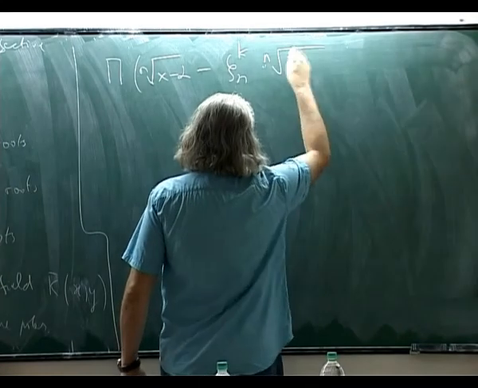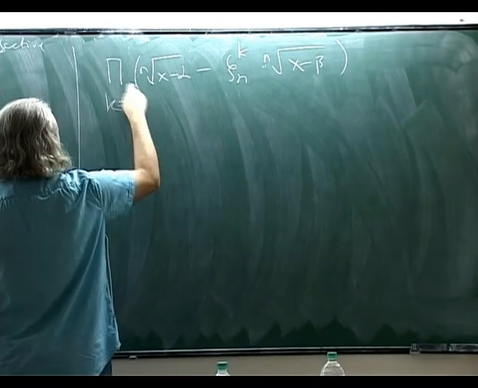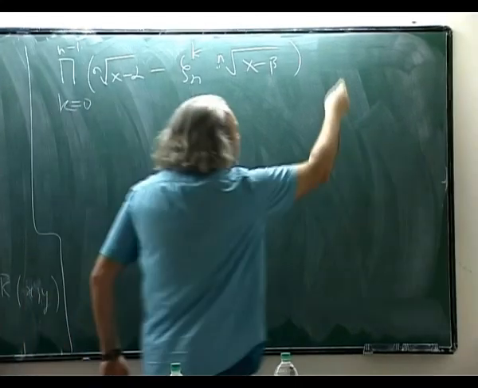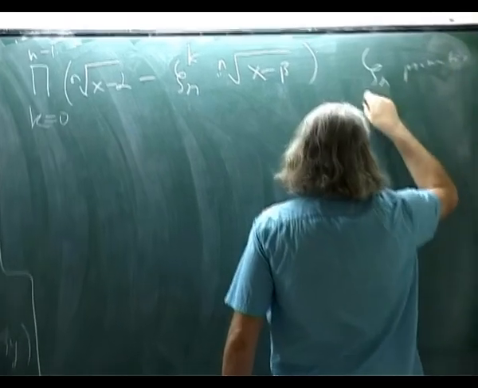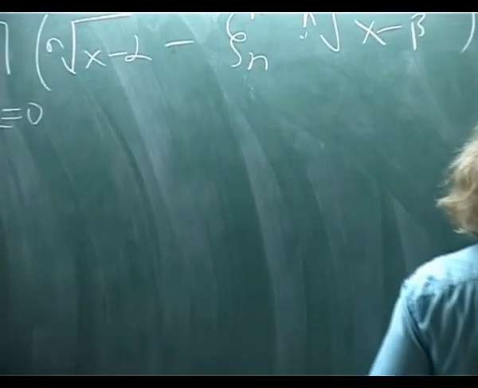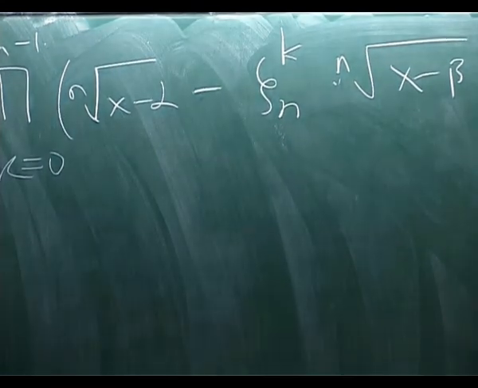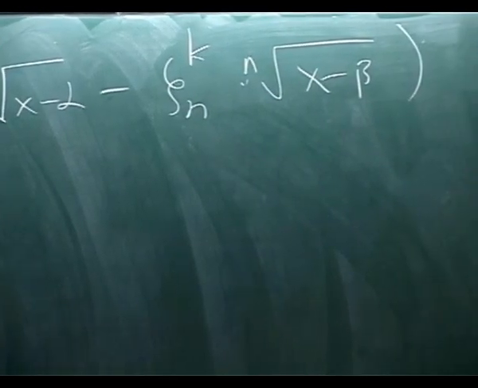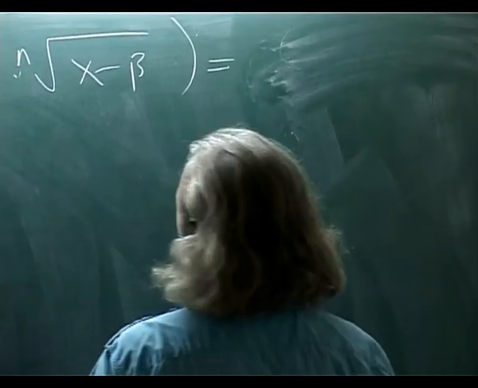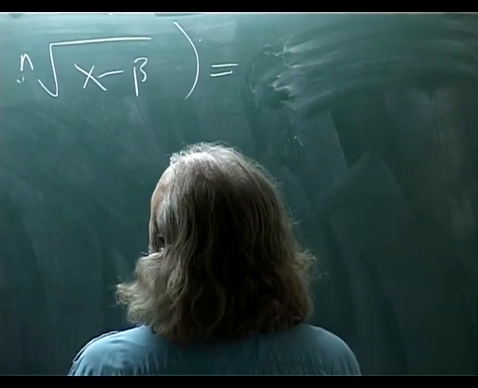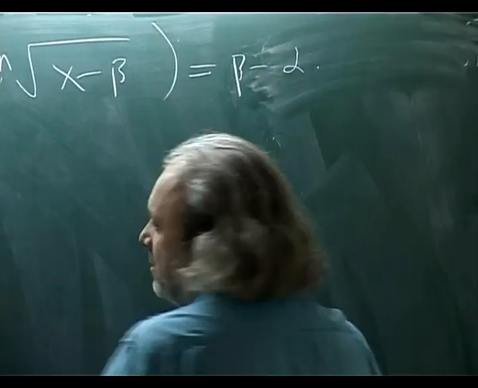nth root of x minus beta k, from 0 to n minus 1, where zeta n is a primitive nth root of unity. And this is equal to what? Sorry. This is equal to beta minus alpha, right?